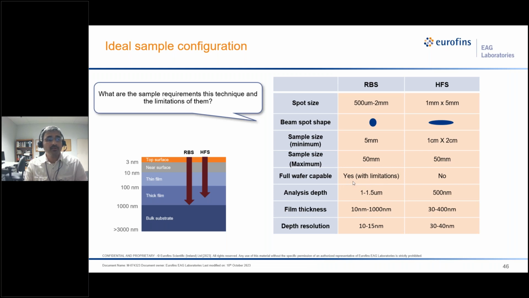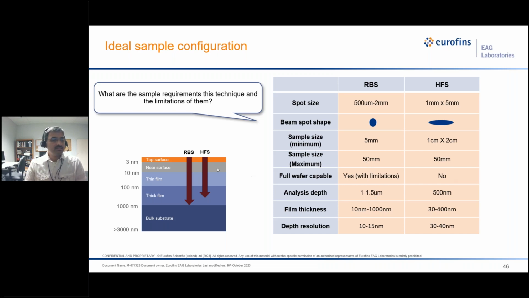Are we capable of full wafer? Yes, for RBS with certain limitations. We can reach only certain spots. We have a special apparatus to load full wafers, but we cannot reach all the area in 12-inch or 8-inch wafers. For HFS, full wafer analysis is not available because of the warpage or bending of full wafers during analysis, which causes errors in hydrogen measurement, because HFS is a grazing incidence technique.